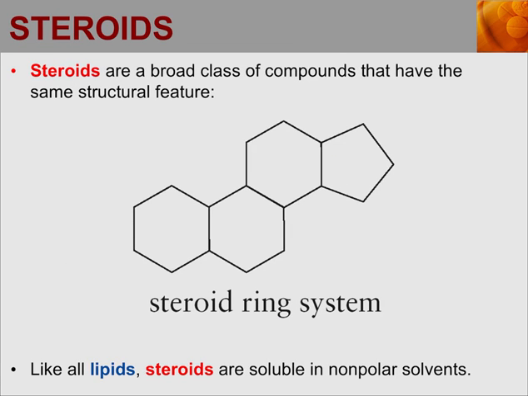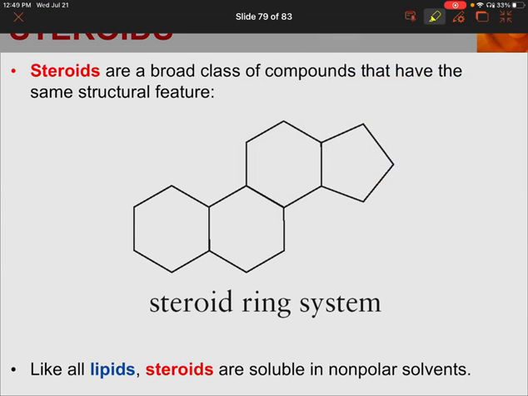So steroids are a very broad class of compounds, but they all have the same structural feature, which is 3 6-membered rings that are all connected in this manner here. So we've got one here, the second one here, and then the third one kind of up above. And then we have a 5-membered ring attached to the right.